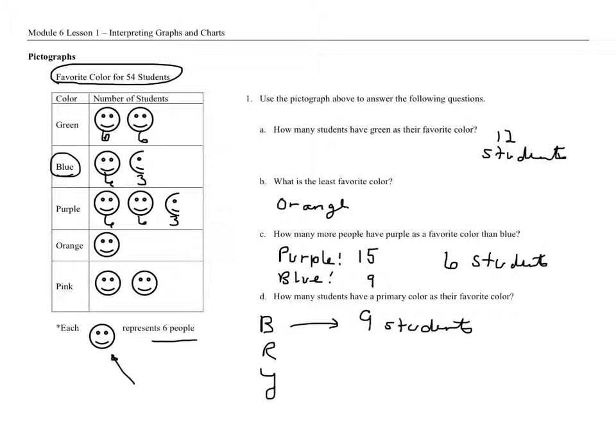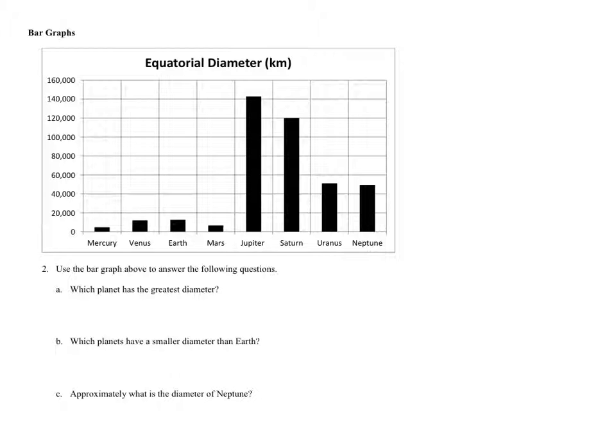Okay. Next slide. The next type of graph we're going to look at is a bar graph. So this is about the planets and their diameter. So which planet has the greatest diameter? Well, that's going to be the longest one up here, which is Jupiter.